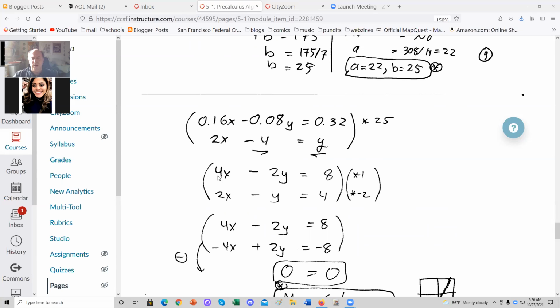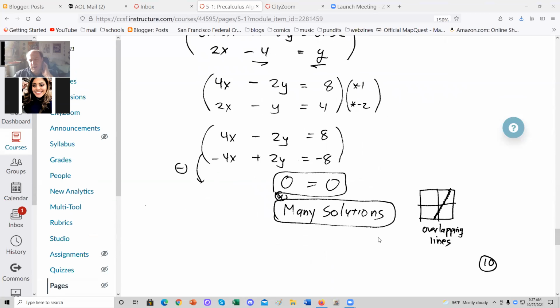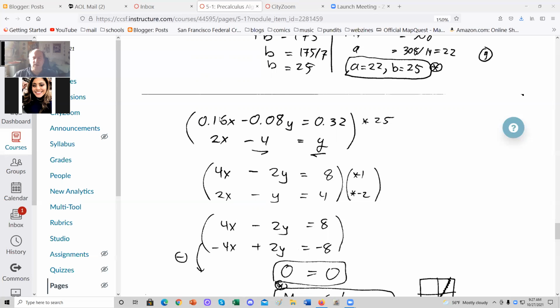Notice something here. 4x minus 2y equals 8, and 2x minus y equals 4. These two equations are proportionate to each other. If we rescale this by 1, you get 4x minus 2y equals 8. If you rescale this by -2, you get -4x plus 2y equals -8. If you combine by adding, it all cancels out. 0 equals 0.